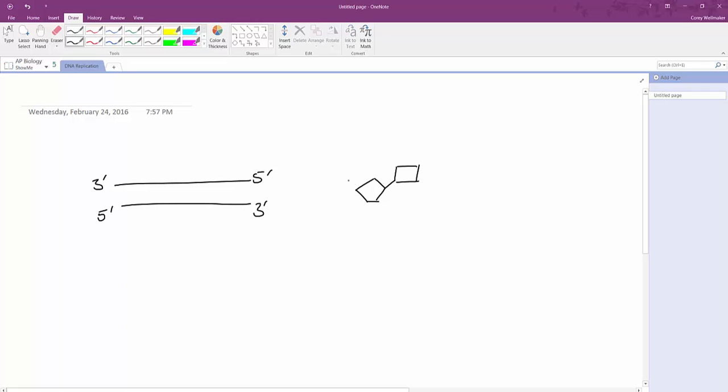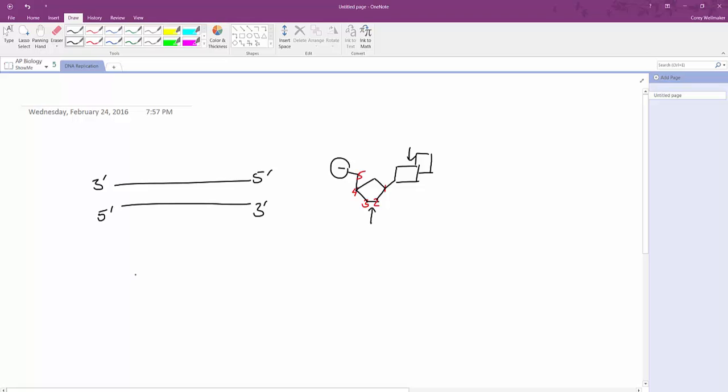A nucleotide is composed of a sugar, a nitrogen-containing base, which is going to be either 1 ring or 2 rings, depending on whether it's a pyrimidine or a purine, and then finally our negatively charged phosphate functional group. So our carbon atoms are 1, 2, 3, 4, and 5. And so that's what these numbers 3' and 5' are referring to.